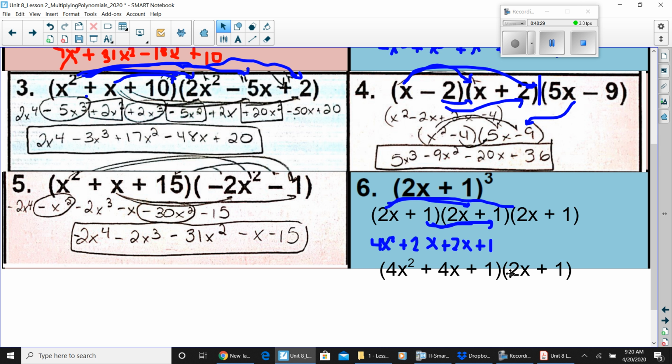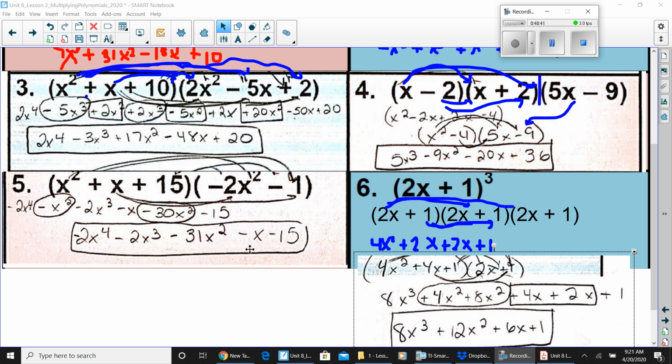All right, go ahead, do the distributive property. We'll come back with the answer right after the pause. So press pause now. So there we go. We have 4x squared plus 4x plus 1 times 2x plus 1. Do the distributive property. You should have 8x to the third plus 12x squared plus 6x plus 1.